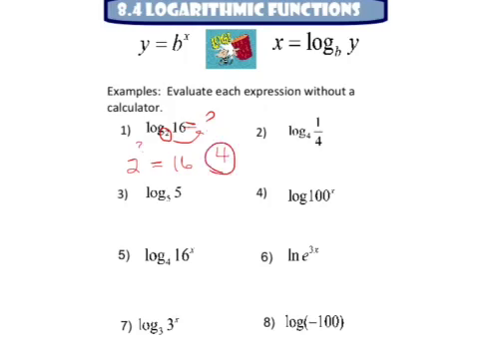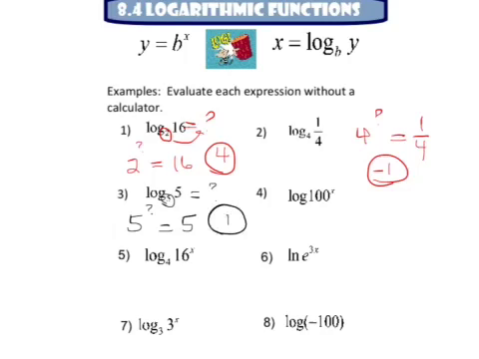Number 2 says 4 to what power equals 1/4? And if we think about it and remember how negative exponents work, eventually we'll come up with -1 for number 2. Number 3 asks 5, the base, to what power equals 5? And this one hopefully is nice and easy. It should be 1.